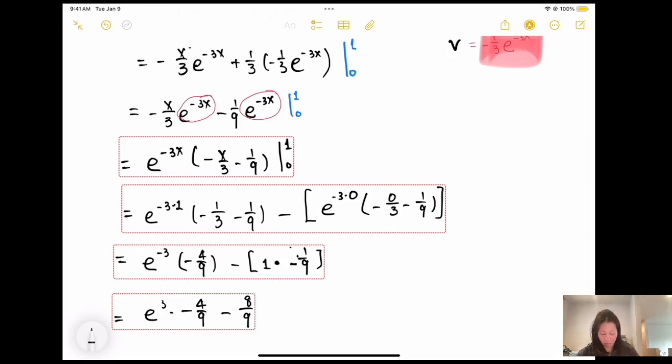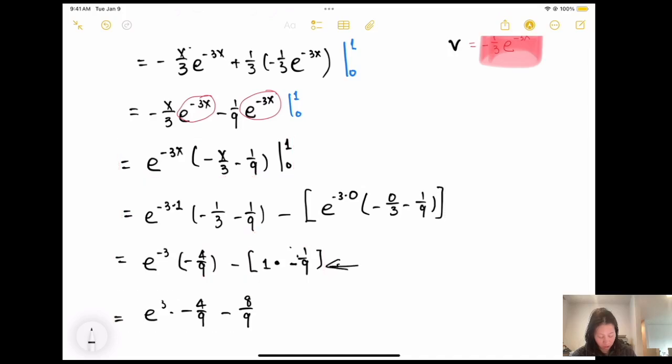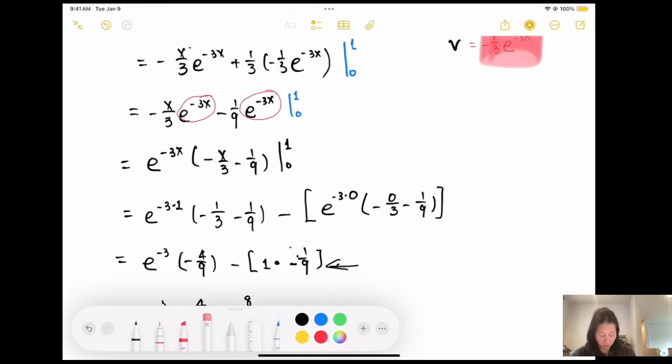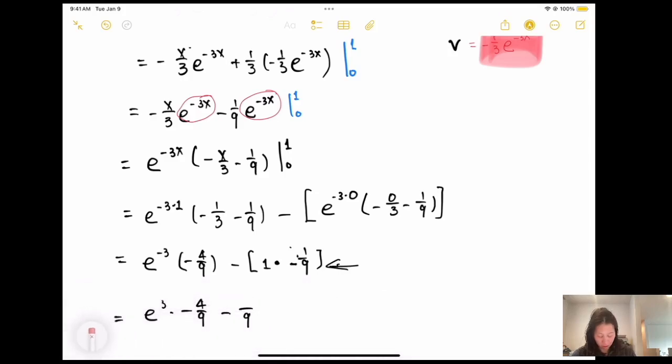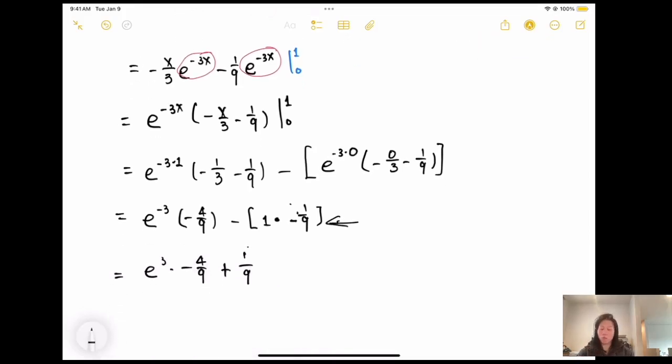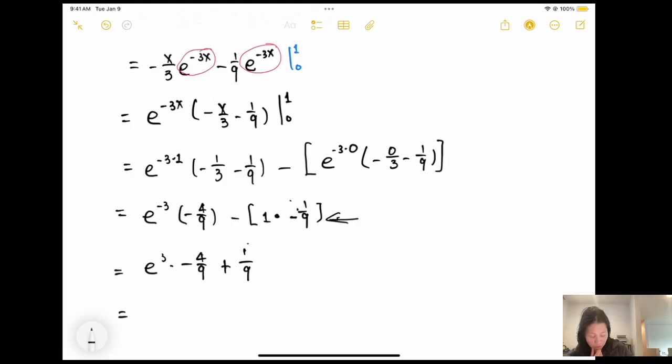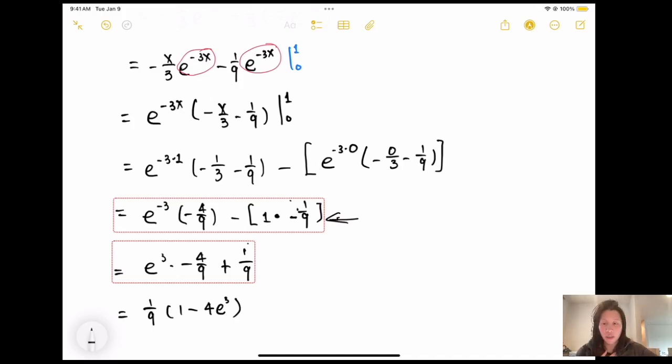I made a tiny mistake in here. One times this step, inside the parentheses, should be 1 times negative 1/9, sorry. So this should just be positive 1/9. So that would be the final answer, but you can clean this up a little bit to look nicer. Since they have a common factor 1/9, I can pull this out. Then I have 1 minus 4 times e to the negative 3rd power. So that should be the final answer.